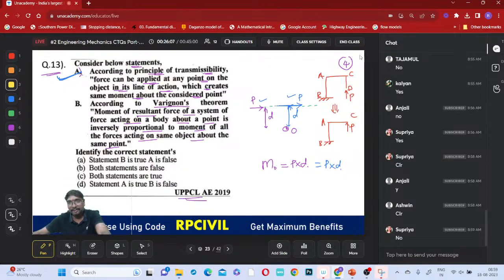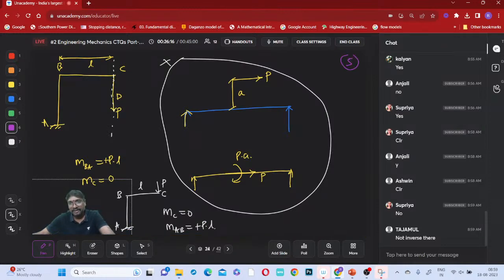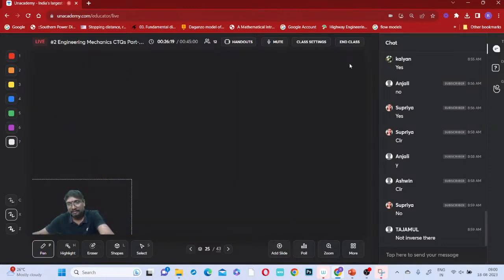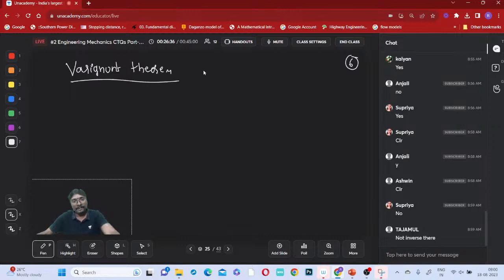Okay, I'll write. Shall I write the definition of Varignon's theorem? This is the principle of transmissibility. You can note it as it is, right? That is correct only. You can note it as it is. First I'll explain just with a figure. Then, Varignon's theorem. So what is Varignon's theorem? Just suppose you are having, let us say, these are the forces acting, right?